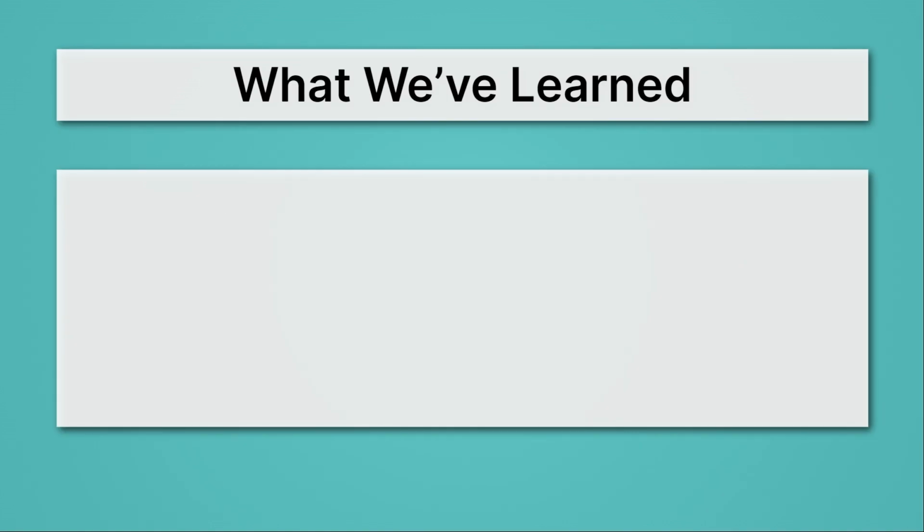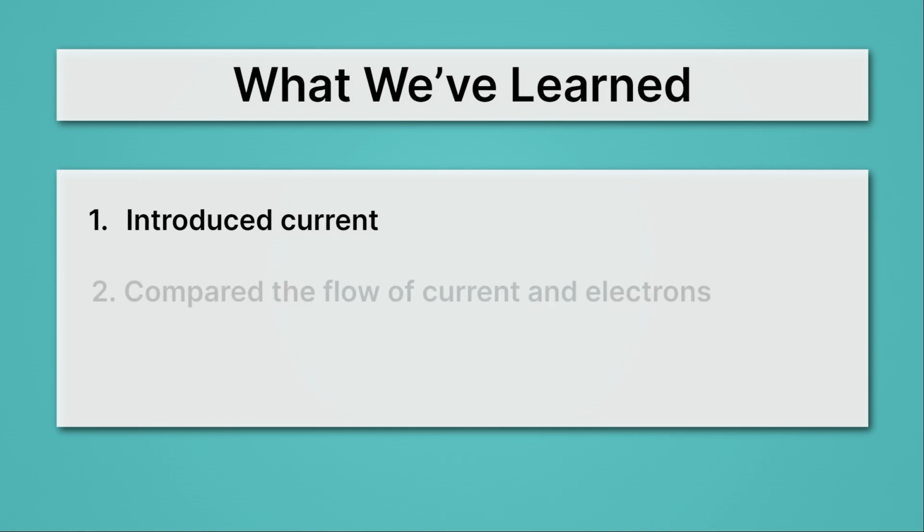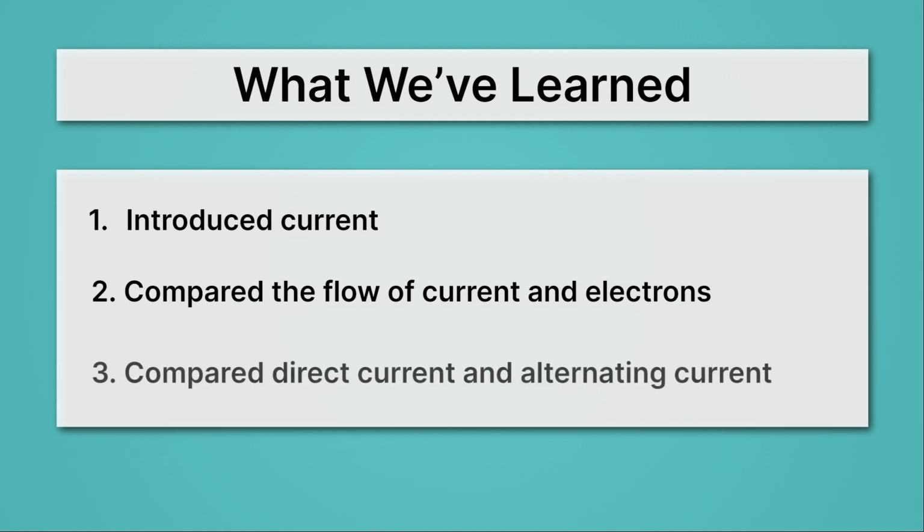Let's review what we've learned. First, we introduced current as the flow of electrons through our circuits. Then we compared the flow of current and electrons, where we saw that because of the oddities of history, the direction of current and the direction electrons move are opposite. And lastly, we compared direct current, where our electrons move from one place to another, to alternating current, where our electrons shake back and forth.